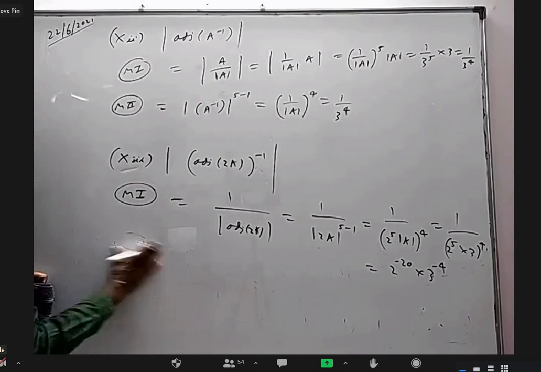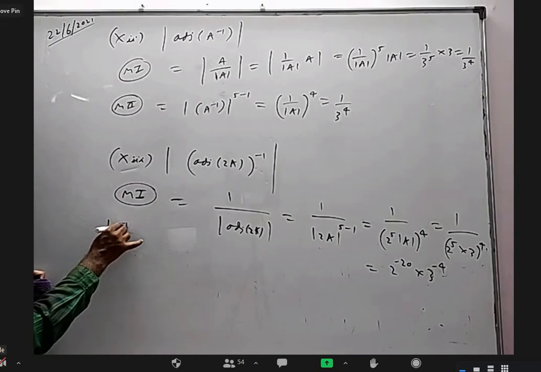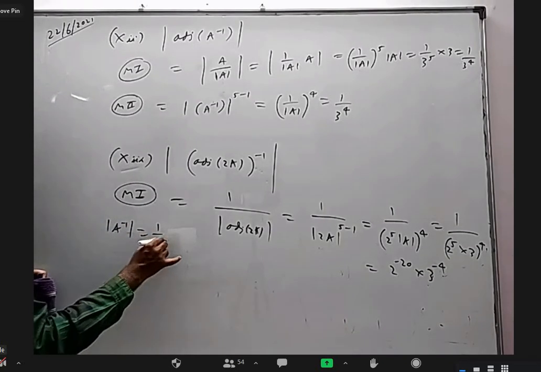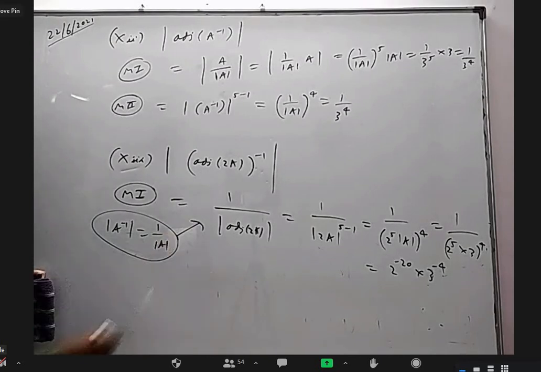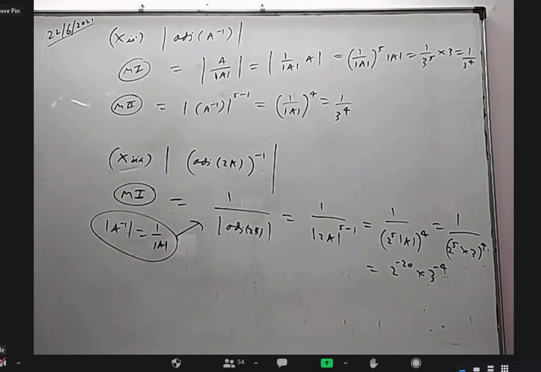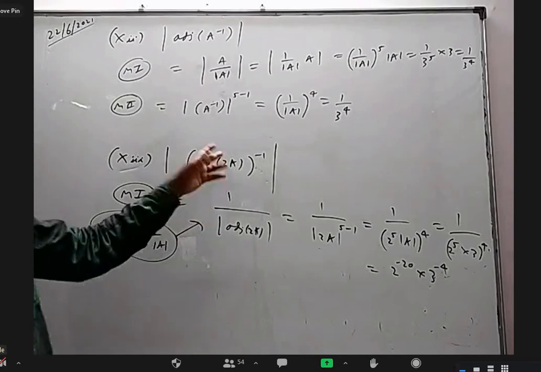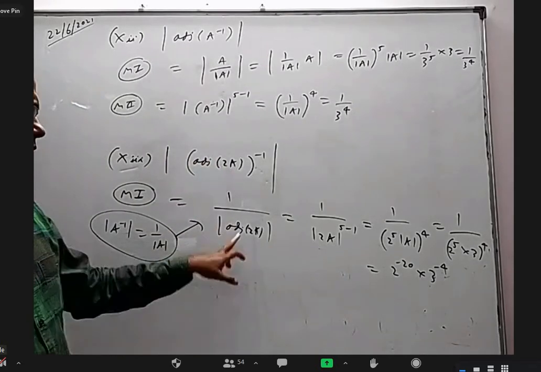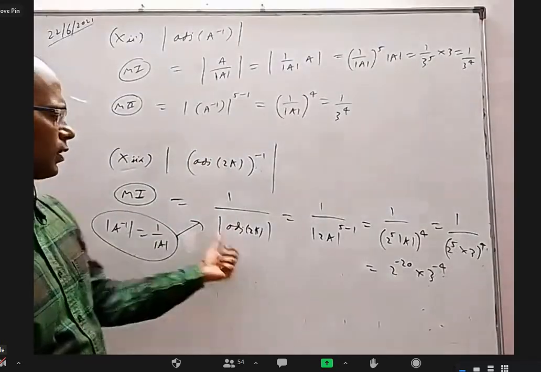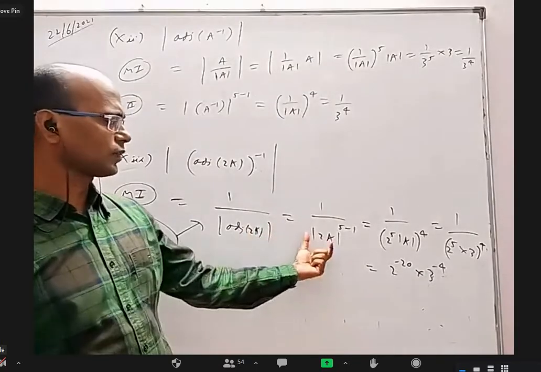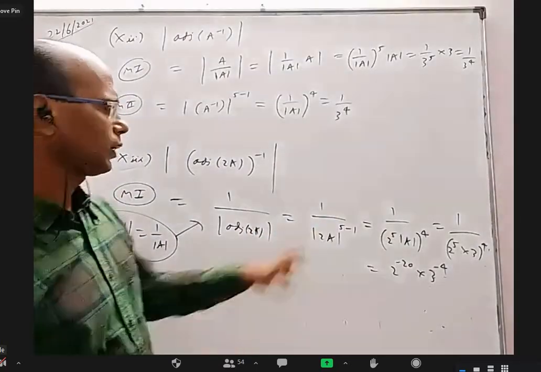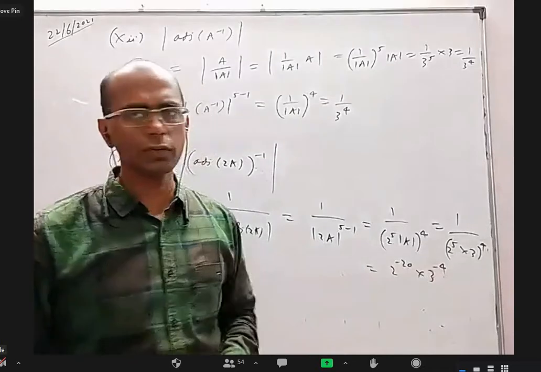Very first step, if somebody has a doubt, what I have done: det of A inverse is 1 by det A. Based on that, I wrote this. Something inverse, determinant is determinant of the inner part. And from here to here, det of adjoint of anything is the det of that power n minus 1. And det of kA is k power n into det A.